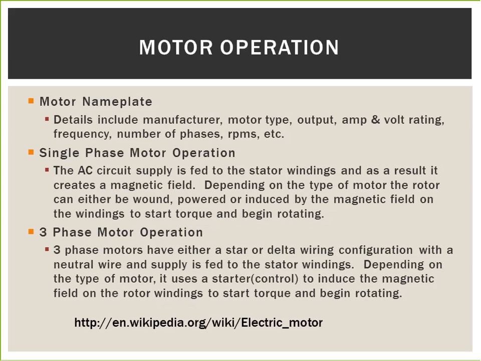Each motor nameplate will clearly identify the manufacturer, motor type, output of the motor, often indicated in horsepower, amp and volt ratings, frequency indicated in hertz, number of phases, the rotations per minute, and oftentimes will have much more information specific to the motor. You will need to be intimately familiar with the differences of single-phase and three-phase motors and the applications each are used for. For more information regarding motors and their specific operation, please visit the link shown on the screen.